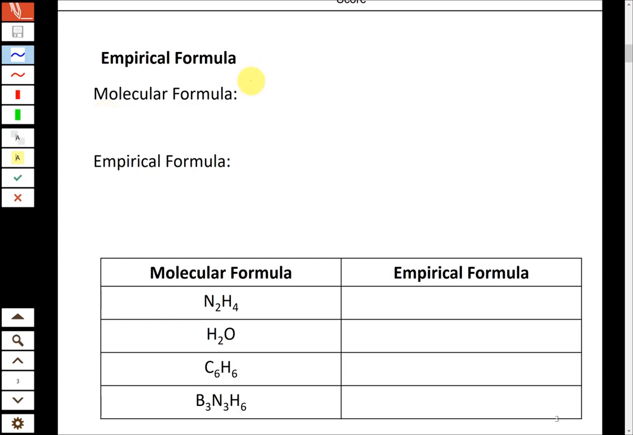So the molecular formula is the total number of each atom in a molecule of the compound. It's most relevant to covalent compounds, which we think of as being composed of molecules.